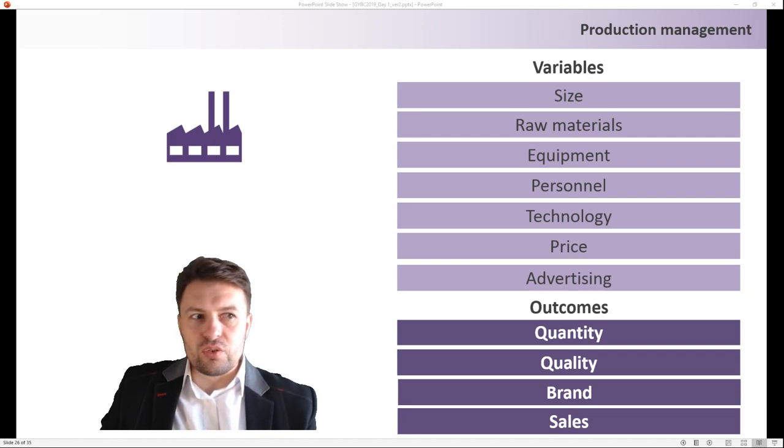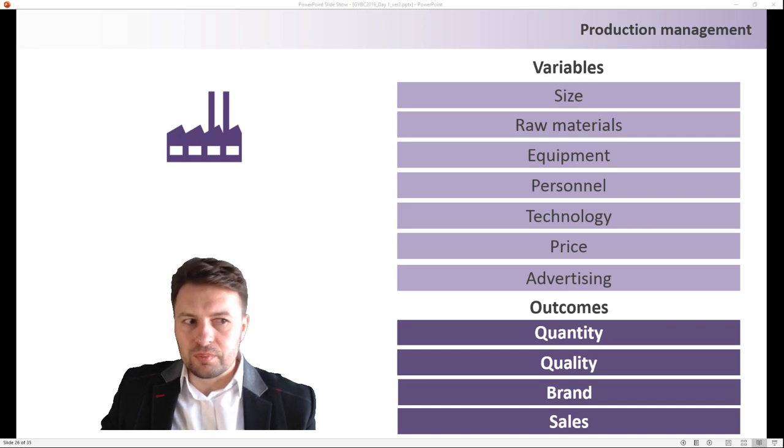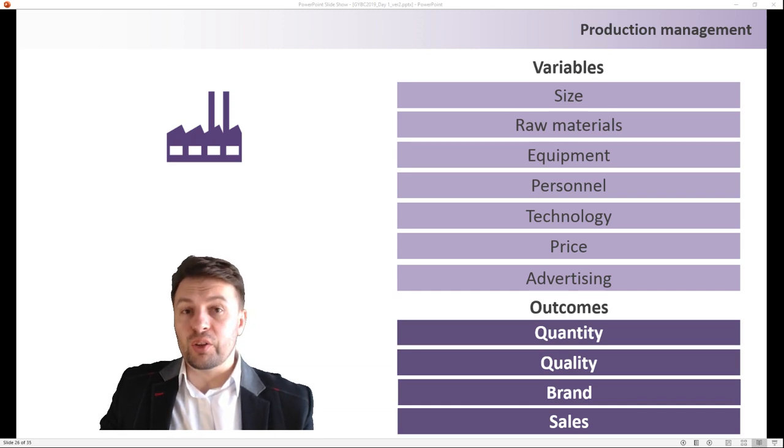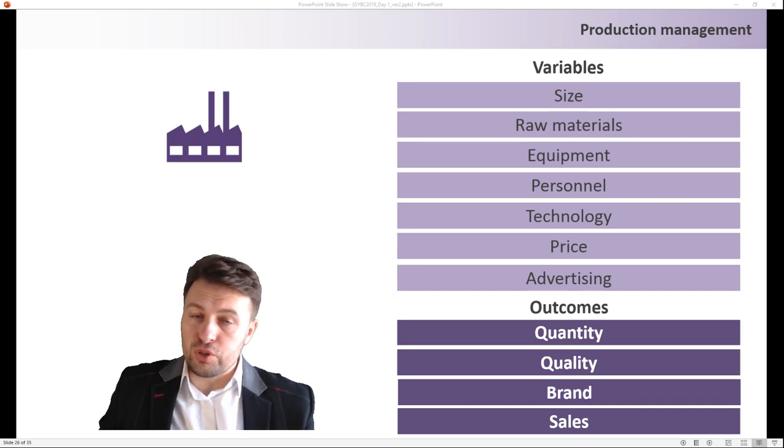As you can see, there's size, raw materials, equipment, personnel, technology, price, as well as advertising. These are variables that you can manage and, as a result, receive certain outcomes such as quantity, quality, brand, and sales. Brand is something that is possible to develop as you are the owner of the good, you're the producer of the good. But take into consideration this is expensive and takes some time. Also, it has to be limited to a certain geographical area.